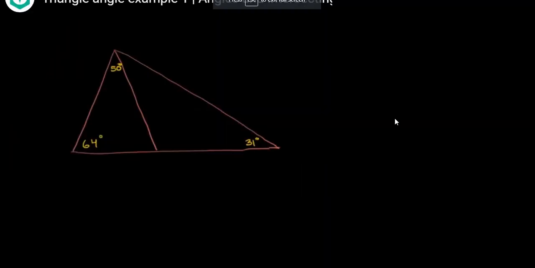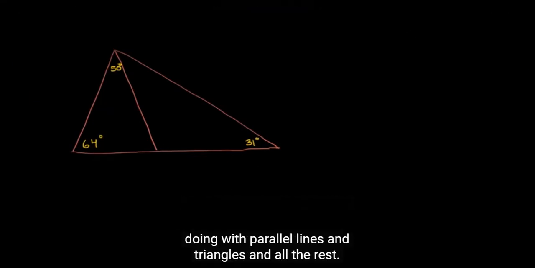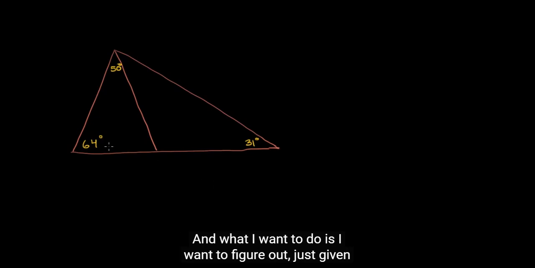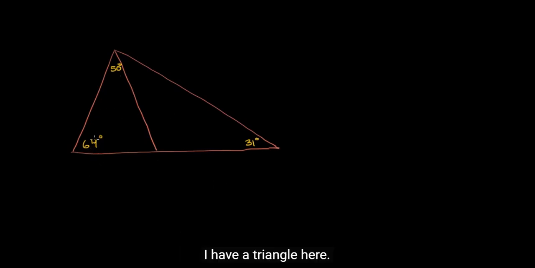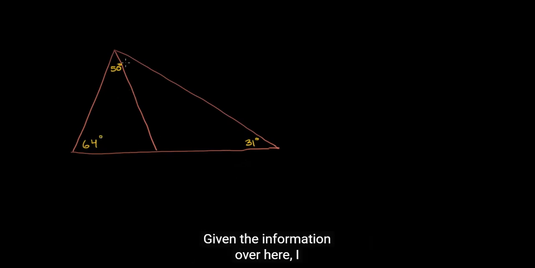What I want to do now is just a series of problems that really make sure that we know what we're doing with parallel lines and triangles and all the rest. And what we have right here is a fairly classic problem. And what I want to do is figure out, just given the information here, so obviously I have a triangle here, I have another triangle over here. We were given some of the angles inside of these triangles. Given the information over here, I want to figure out what the measure of this angle is right over there. I need to figure out what that question mark is.